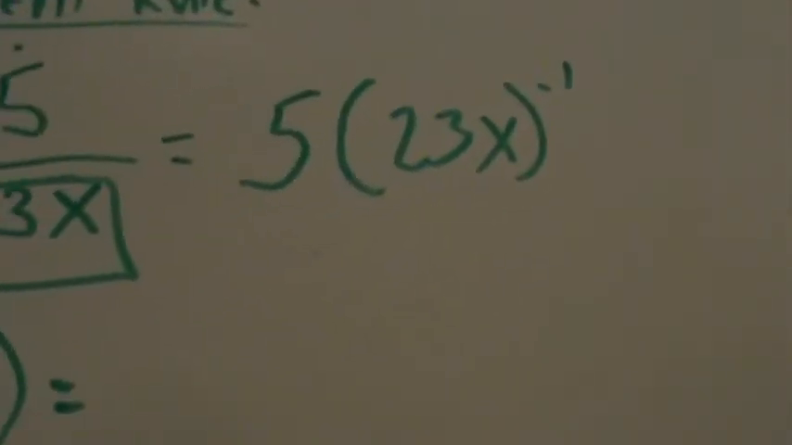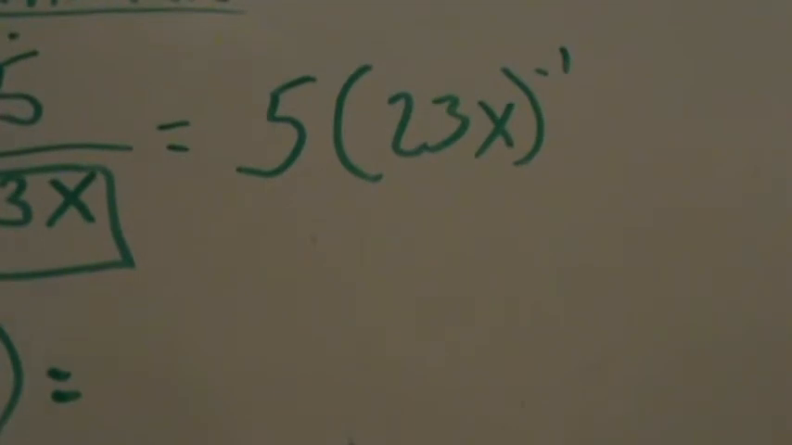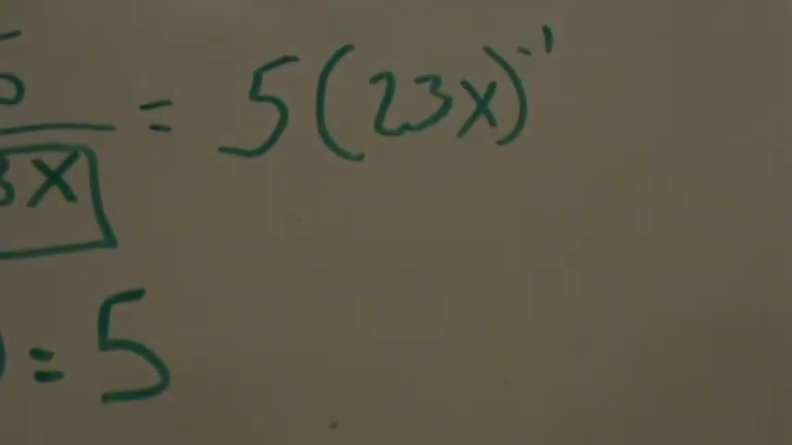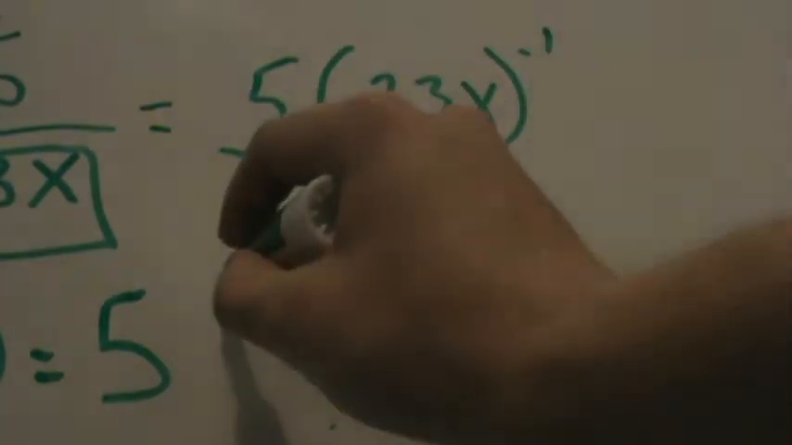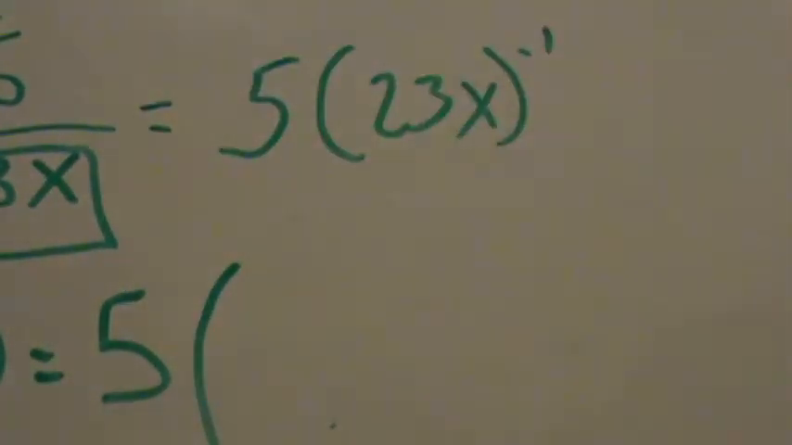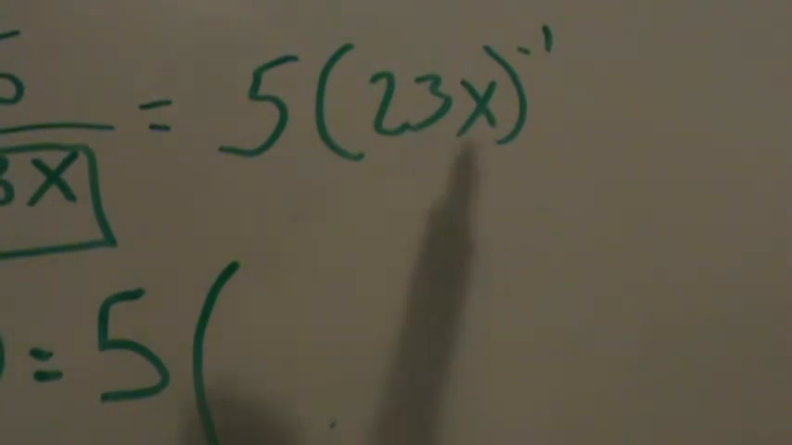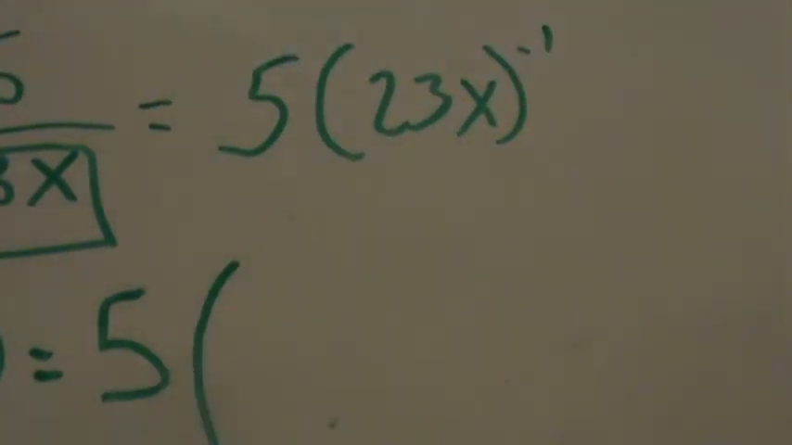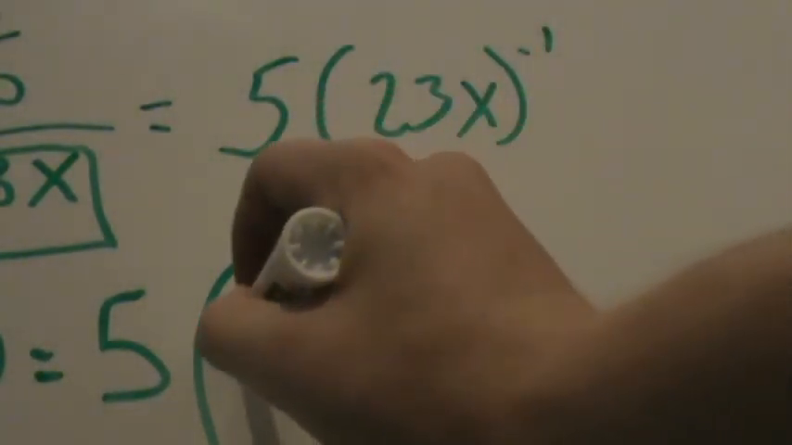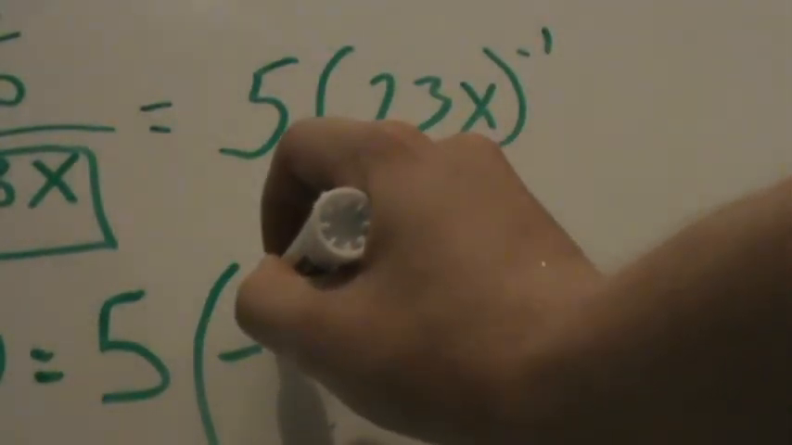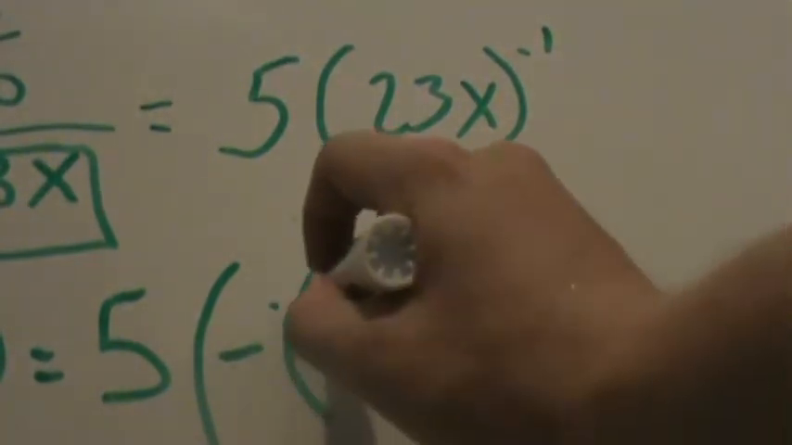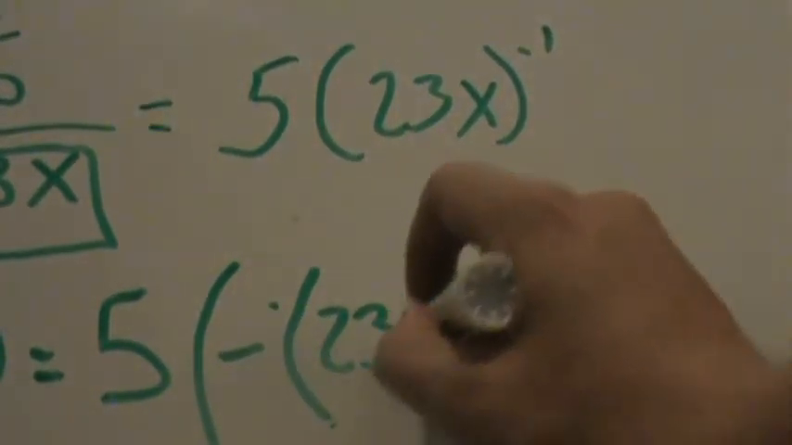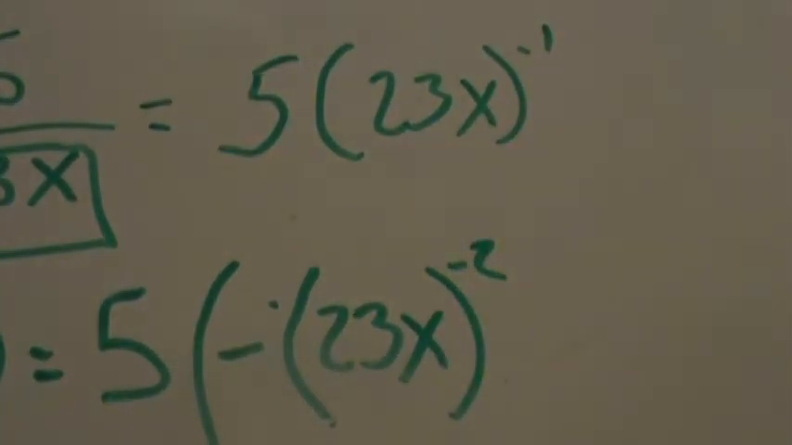What did we say? How did we do product rule? So we'll write the first one, which is 5. Now we'll take the derivative of the second one. But what is this? We'll have to do chain rule here, right? So this will be -23. Well, it will be negative actually, 23x to the -2nd. Okay? And do you see how I did that?